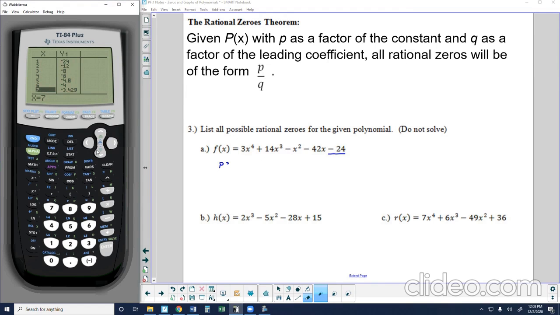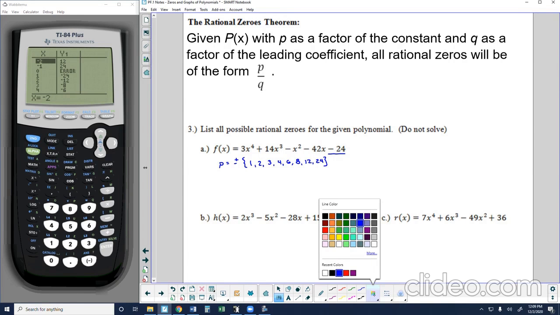So the reason I put the negative in front is so that we can see that the 1 could be a factor if it's positive, or the 1 could be a factor if it's negative. So really, the factors of P are positive and negative values of 1, 2, 3, 4, 6, 8, 12, and 24. So P would be any of this set, positive or negative values of 1, 2, 3, 4, 6, 8, 12, and 24.